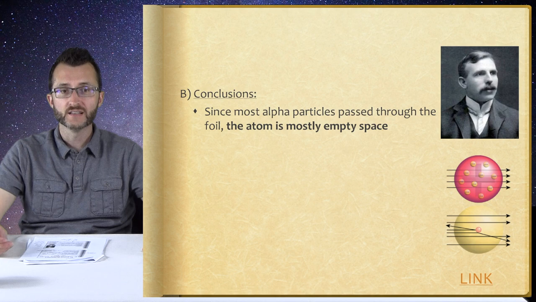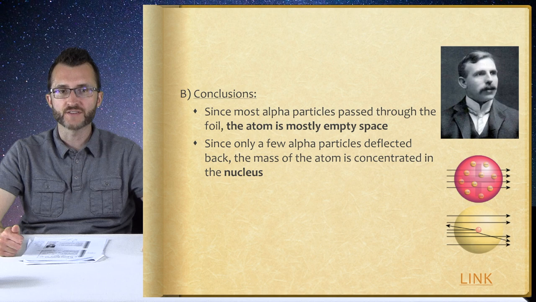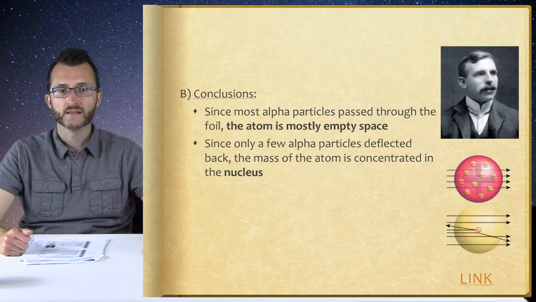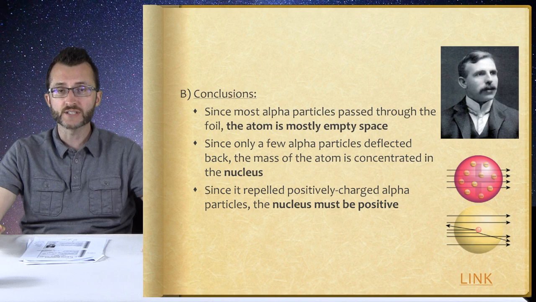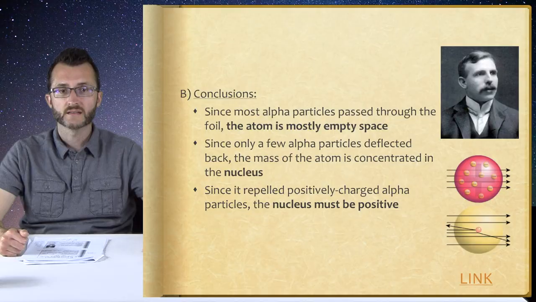Since only a few alpha particles deflected back, the mass of the atom is concentrated in the nucleus. Now, a nucleus in chemistry is just a small, dense center, not to be confused with a nucleus of a cell. Since it repelled positively charged alpha particles, the nucleus must be positive. Now remember, opposites attract and like charges repel. Since alpha particles are positive and they repelled, the nucleus must also be positive. The electrons must reside in the empty space.